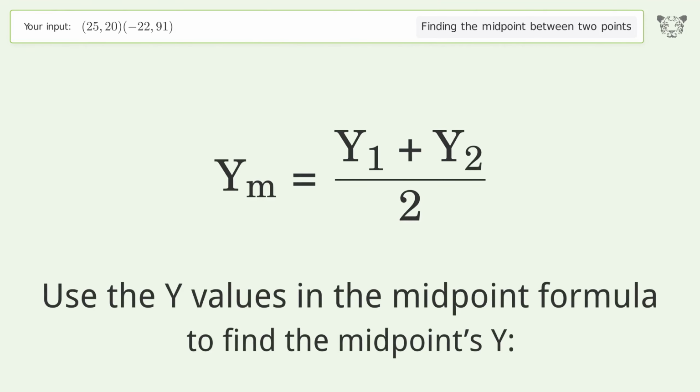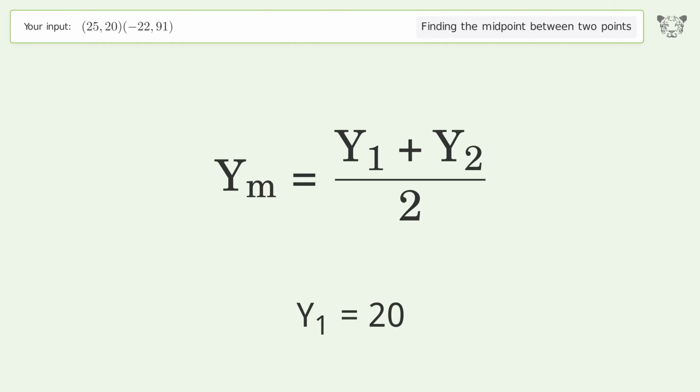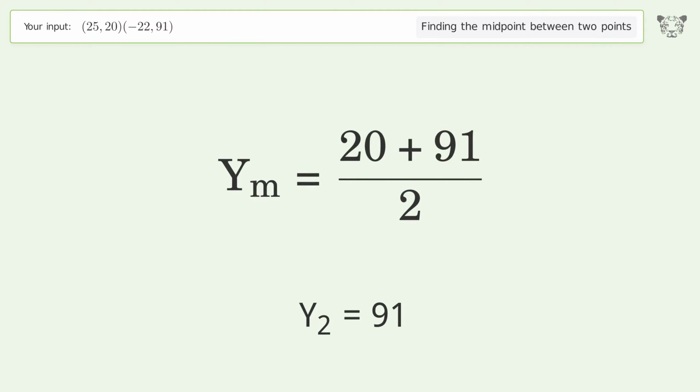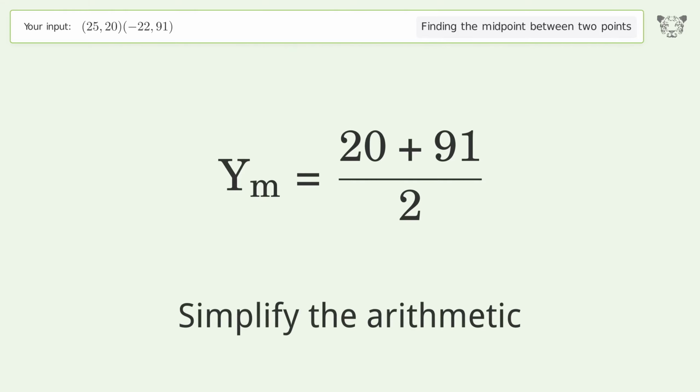Use the y values in the midpoint formula to find the midpoints y. y1 equals 20. y2 equals 91. Simplify the arithmetic.